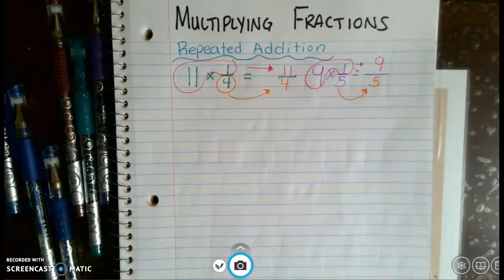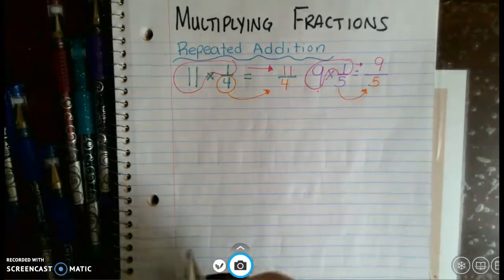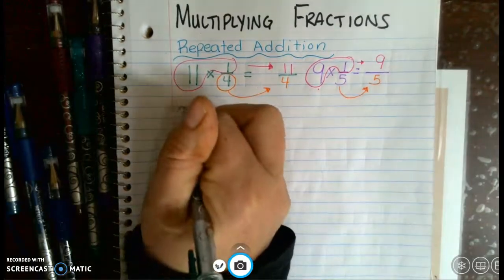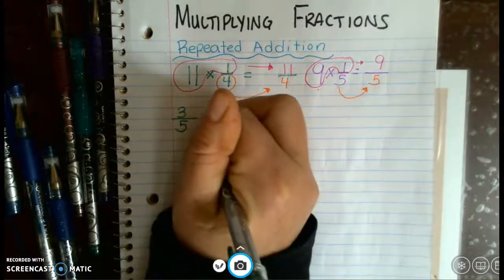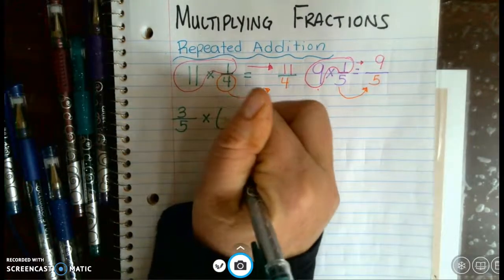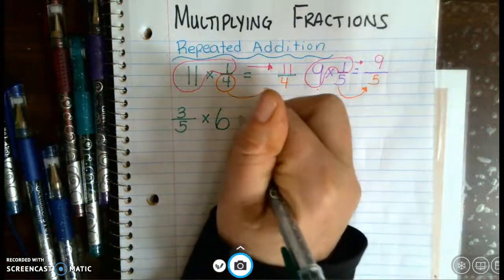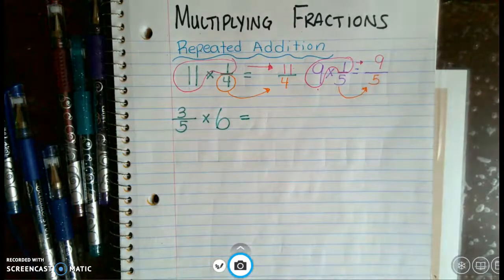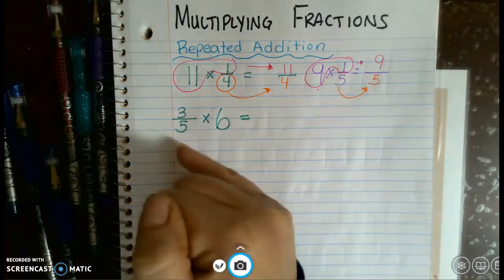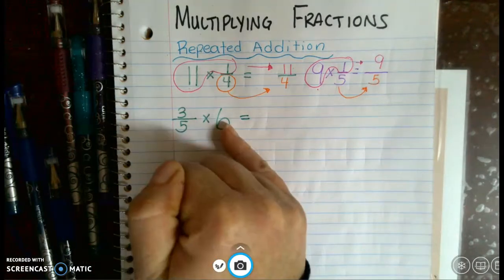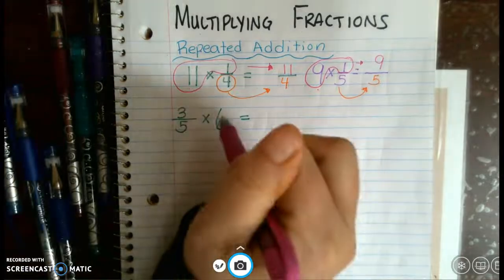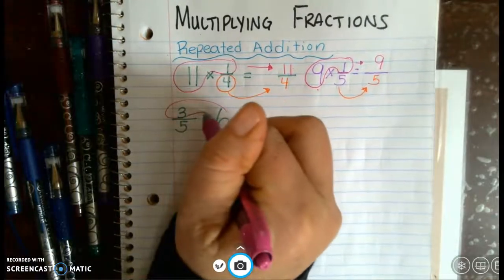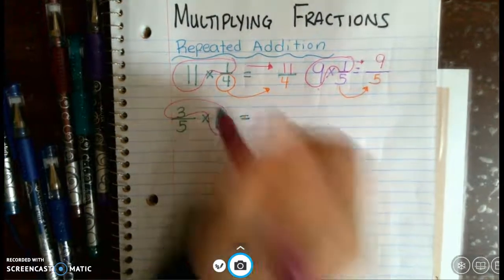Okay, so let's look at another example. This one is not going to be a unit fraction. We've been working with unit fractions so far. This is not going to be a unit fraction. So I'm going to do 3/5 times the whole number 6. Now I'm going to still do this the same way, because this would be like if I made 6 models of 3/5. So I'm not changing anything I'm doing. I'm still doing the same thing, even though it is not a unit fraction anymore.